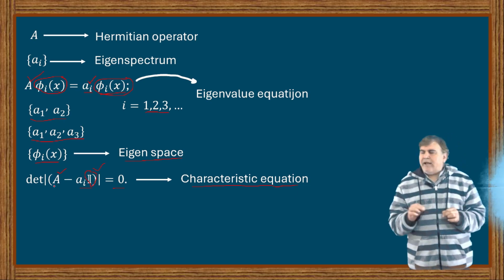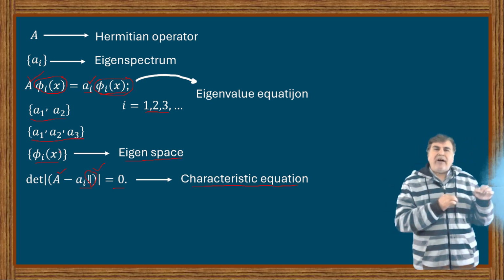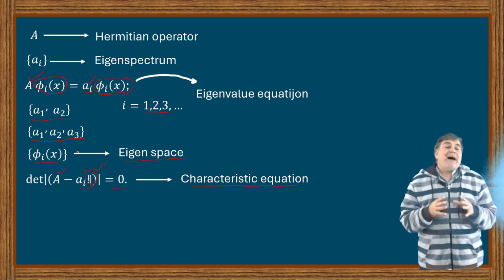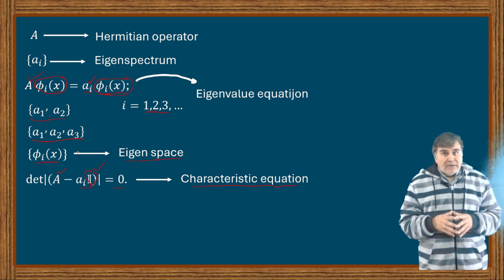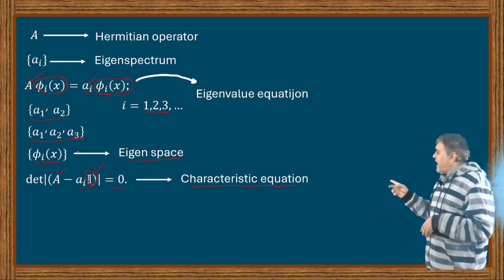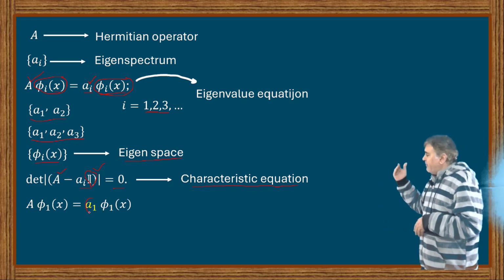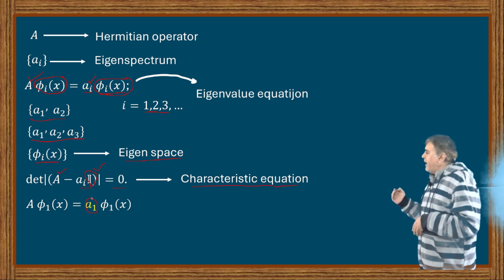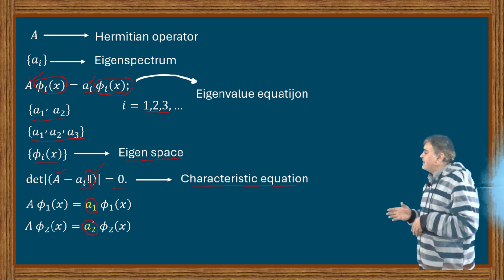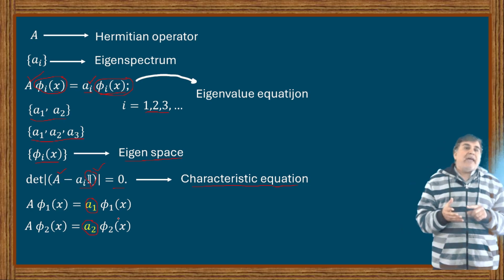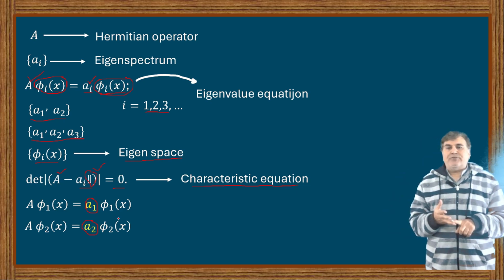Now if every eigenvalue a i in the set of eigenvalues corresponds to a distinct eigenfunction, then the eigenspectrum is called a non-degenerate spectrum. For example, if we have a situation like A applied to phi 1 of x gives rise to a1 times phi 1 of x, and if A applied to another function phi 2 of x generates another eigenvalue, small a2, times phi 2 of x and so on, then the eigenspectrum a1 and a2 is called a non-degenerate eigenspectrum.